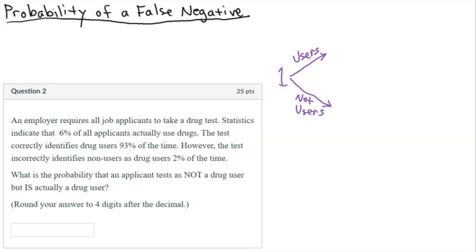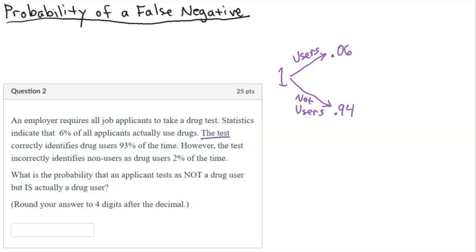And it says here that 6% are actually drug users. So 6% can be written as 0.06. That's as a proportion instead of a percentage. So not users is going to be 1 minus 0.06. And if you did that in a calculator, you would get 0.94. So 0.06 plus 0.94 is 1. And that means that 94% of the applicants are not drug users, okay?